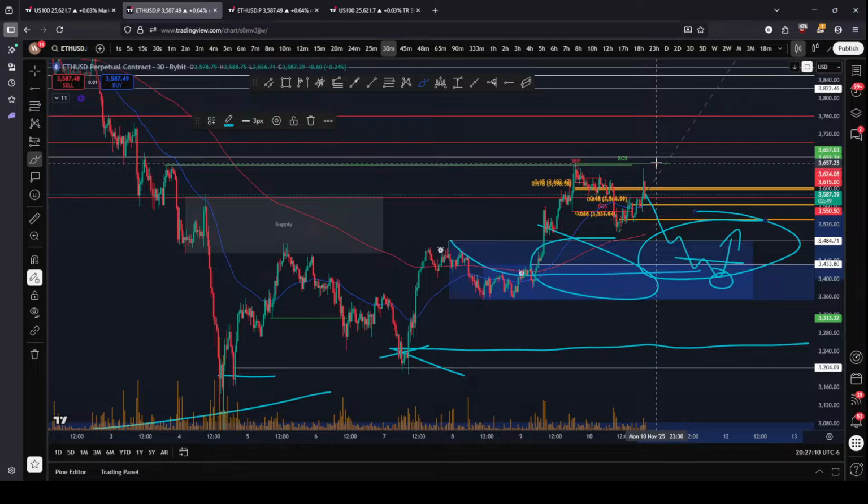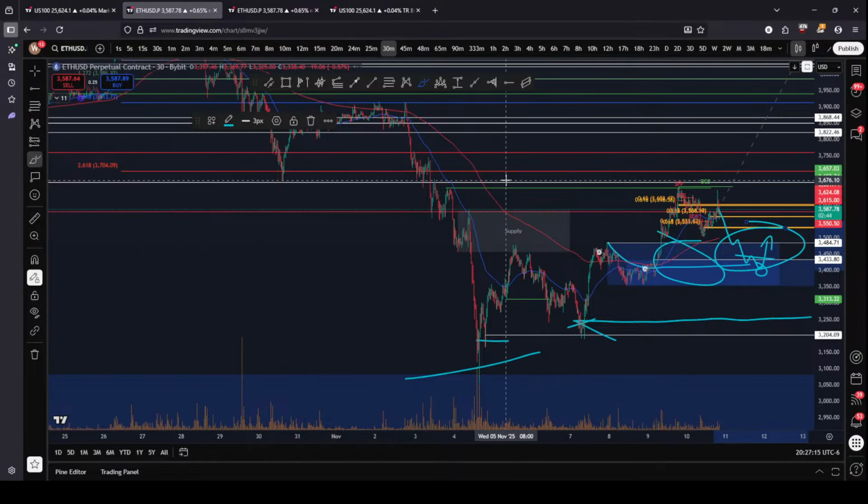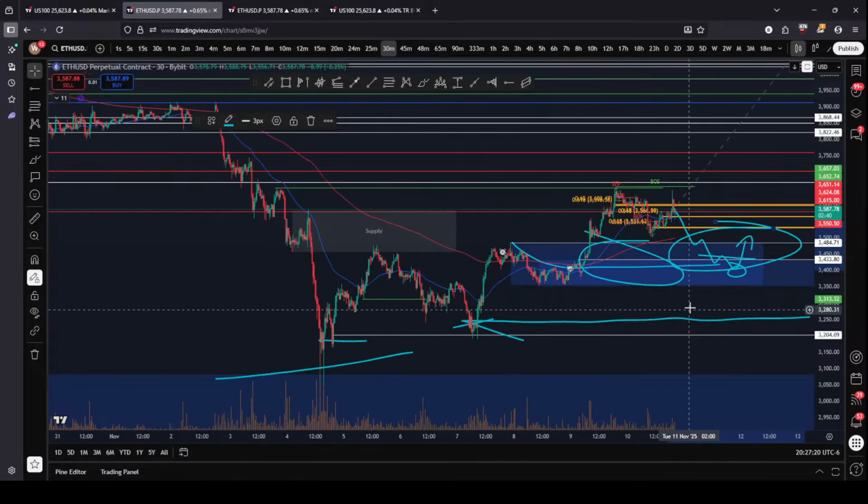Otherwise, we need to close above 36.57 to maintain our bullish momentum, so that we can come up to retest some of these higher levels like 36.83 and like 3900.